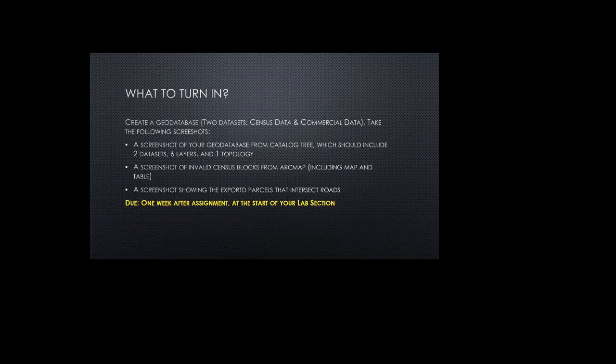When you get through, what you need to do is submit some data to us. Basically, we'd like to just see the screenshots. So take some screenshots of your geodatabase or your catalog tree in which you include the two data sets, the 6 layers, and the topology that you built. A green screenshot of the invalid census blocks in ArcMap can be done, and then a screenshot showing where the exported parcels intersect the roads.